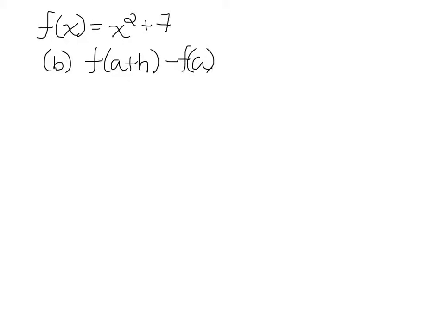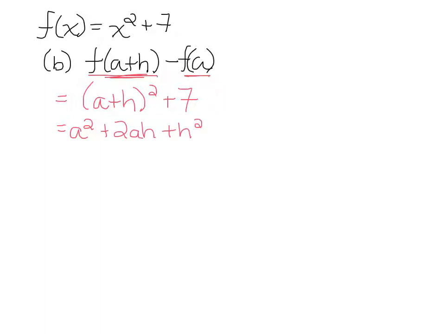This problem will have two parts. We will need to find f of a plus h, then we'll also need to find f of a and subtract the two. So let's calculate what f of a plus h is first. This would give a plus h all squared plus 7. A plus h all squared, again remember, that's a plus h times a plus h, would be a squared plus 2ah plus h squared. I'm going to drop down the plus 7.